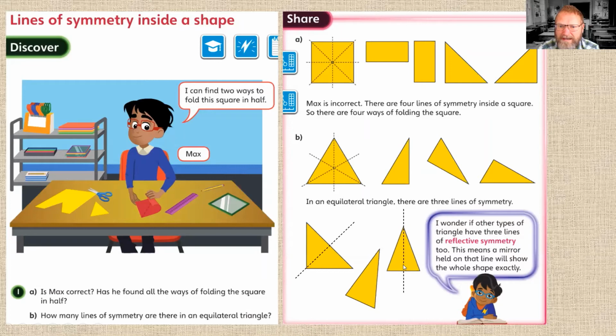If we went down the center this way, you can see that both sides of the triangle on each side do look exactly the same. So an isosceles triangle does have 1 line of symmetry. A scalene triangle has no lines of symmetry. And as we saw here, an equilateral triangle has 3 lines of symmetry.